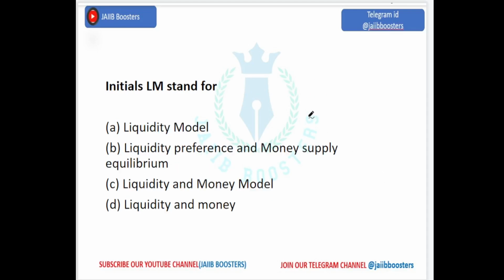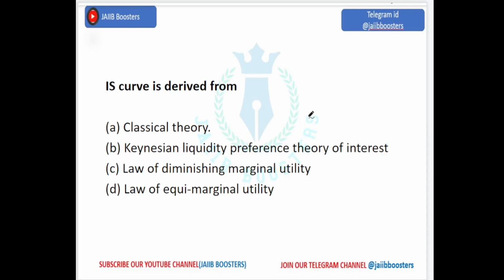IS-LM stands for liquidity model, liquidity preference and money supply equilibrium, or liquidity and money model? The answer is liquidity preference and money supply equilibrium. The IS curve is derived from classical theory, liquidity preference theory of interest, or law of diminishing marginal utility. The answer is classical theory. The LM curve is derived from the liquidity preference theory of interest.